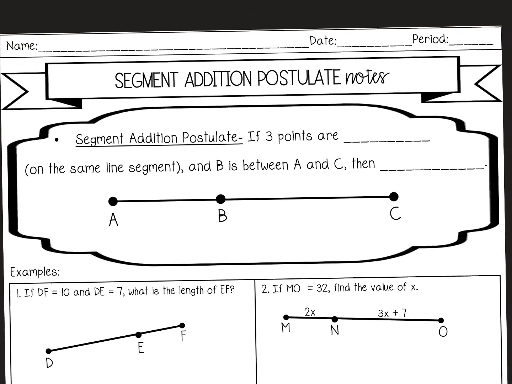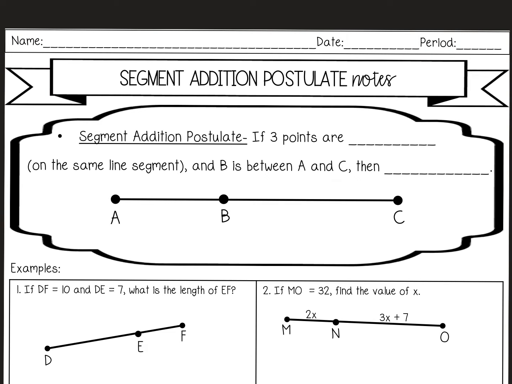All right, so remember the segment addition postulate says if 3 points are on the same line segment, so that is collinear, and B is between A and C, then from A to B plus from B to C equals the length of the whole thing, so AC. Okay, so remembering that, let's look at some examples.